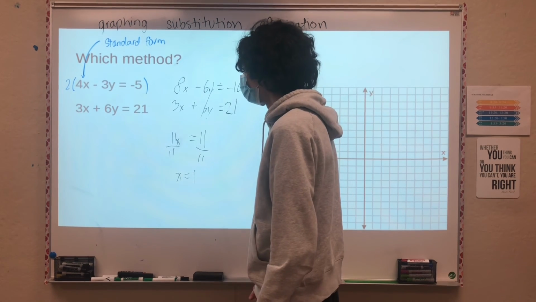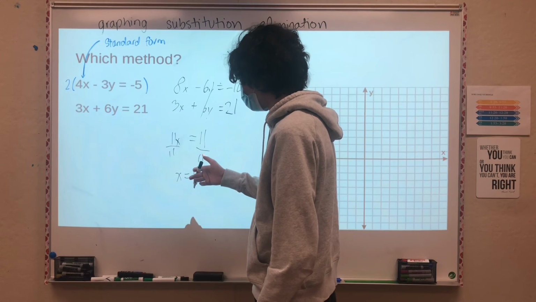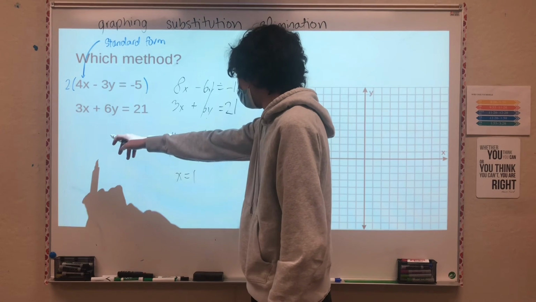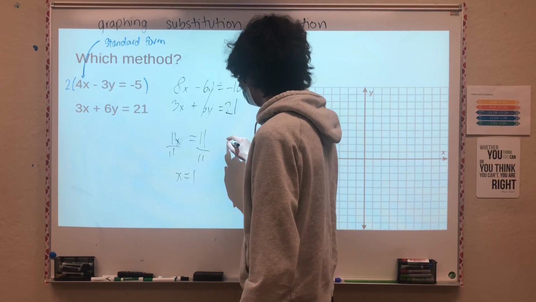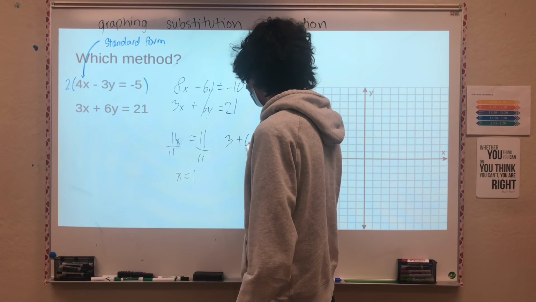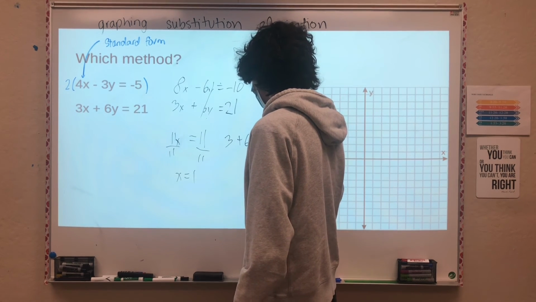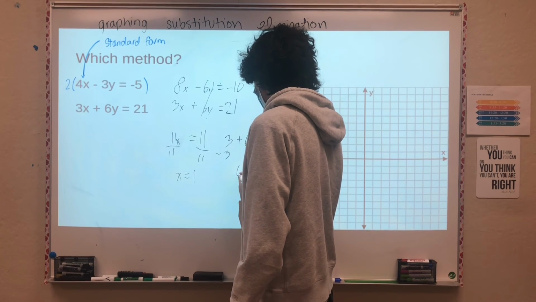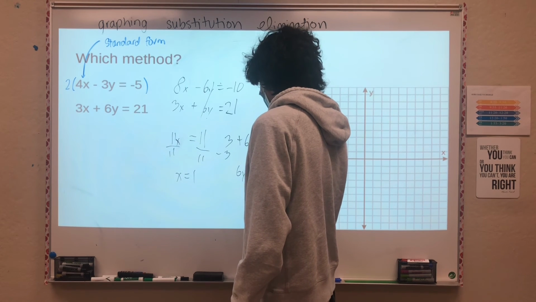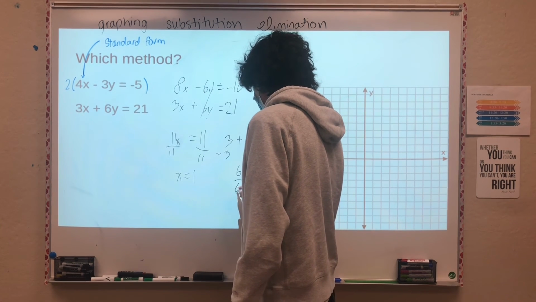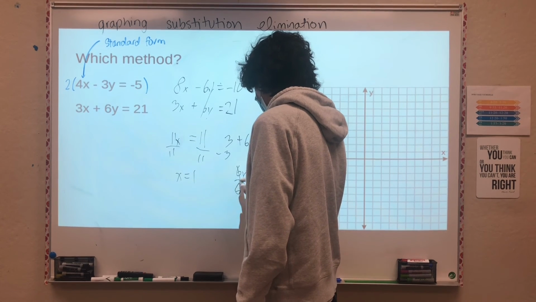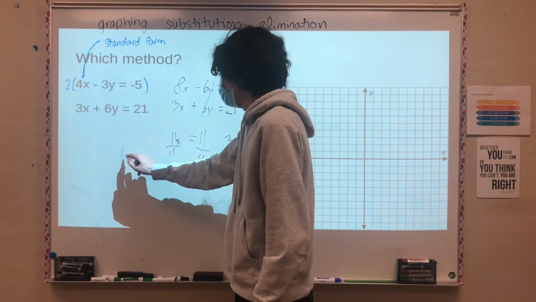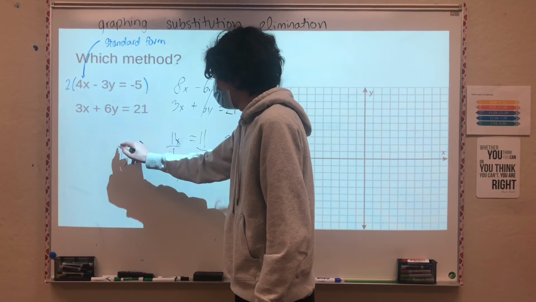And then from there, to find y, you can plug this into either one. I'll just do the bottom one. So that would make it 3 plus 6y equals 21. Minus 3 on both sides, 6y equals 18. Divide both sides by 6. Y equals 3. Perfect.